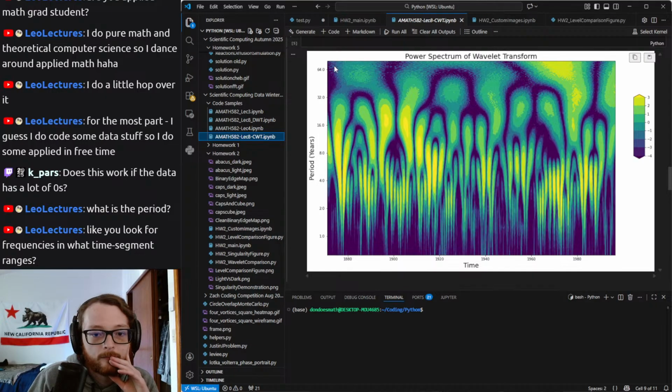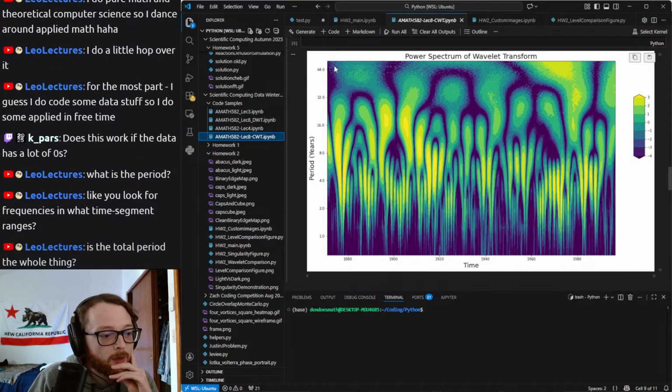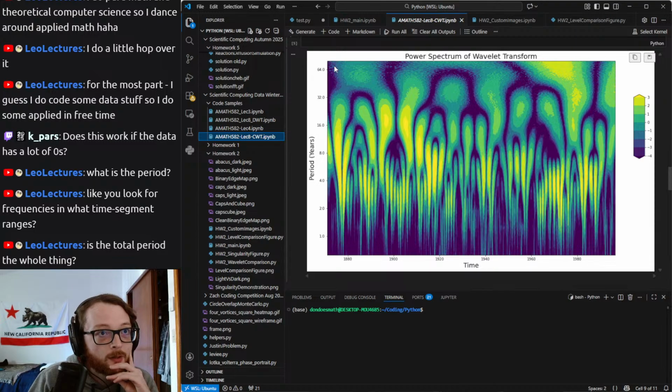Does this work if the data has a lot of zeros? I imagine so, K-Pars. I don't see why not.